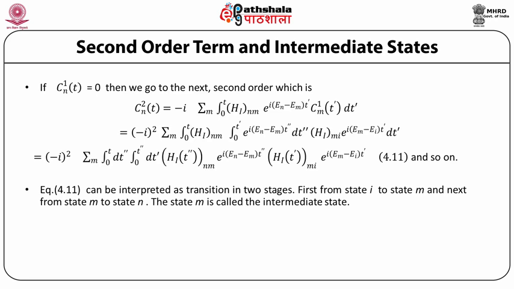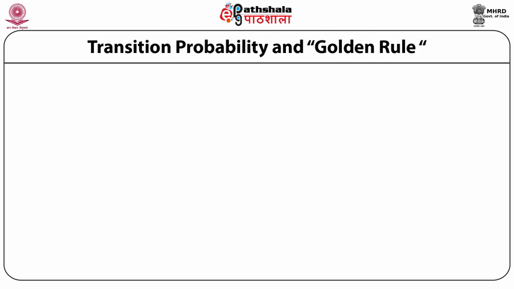Equation 4.11 can be interpreted as a transition in two stages. First from the state i to the state m, and next from the state m to the state n. Because we have two H_i terms now, we have two transition matrix elements. The state m can then be conveniently called the intermediate state, because from the initial state i you go first to the intermediate state m, and then you go to the final state, which is the end state.